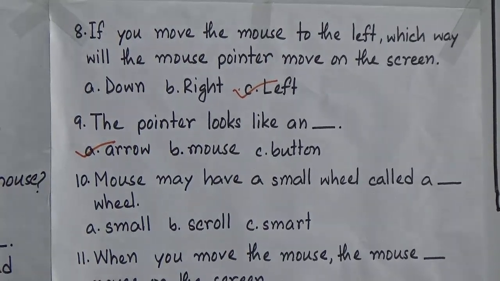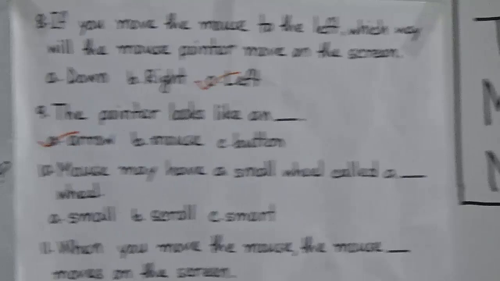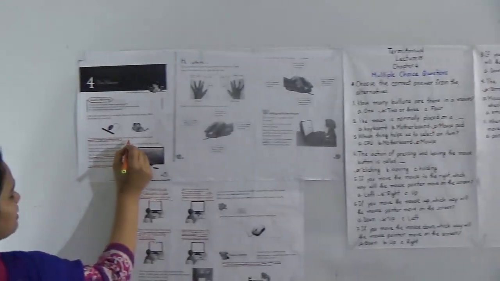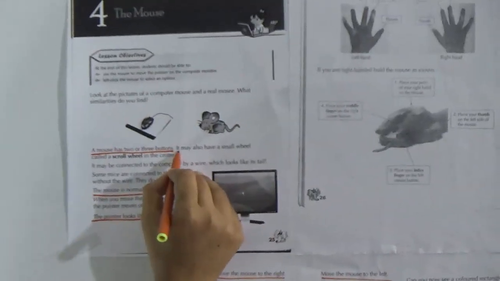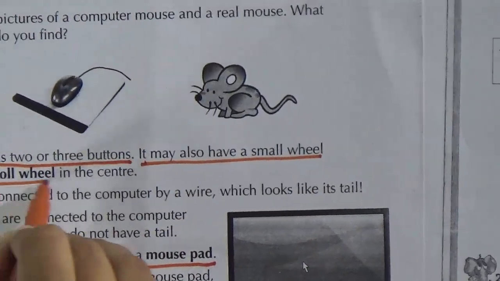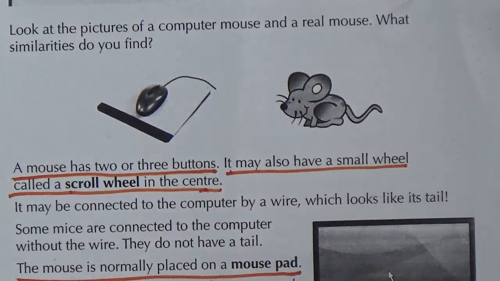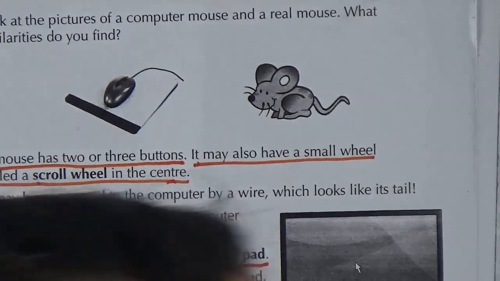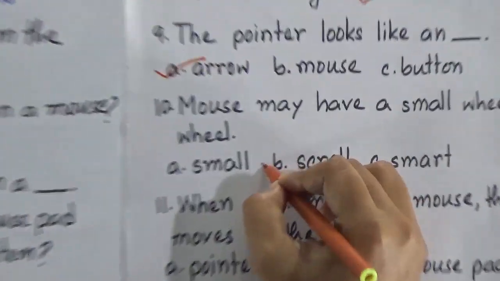Okay, now look at your book. It's given there on page number 25. It may also have a small wheel called the scroll wheel in the center. So, our correct answer is option B, that means scroll wheel.